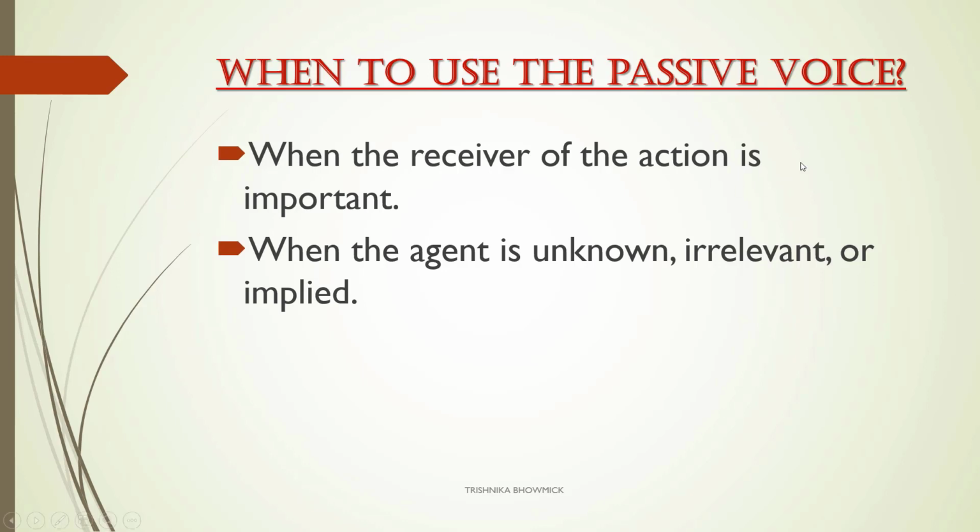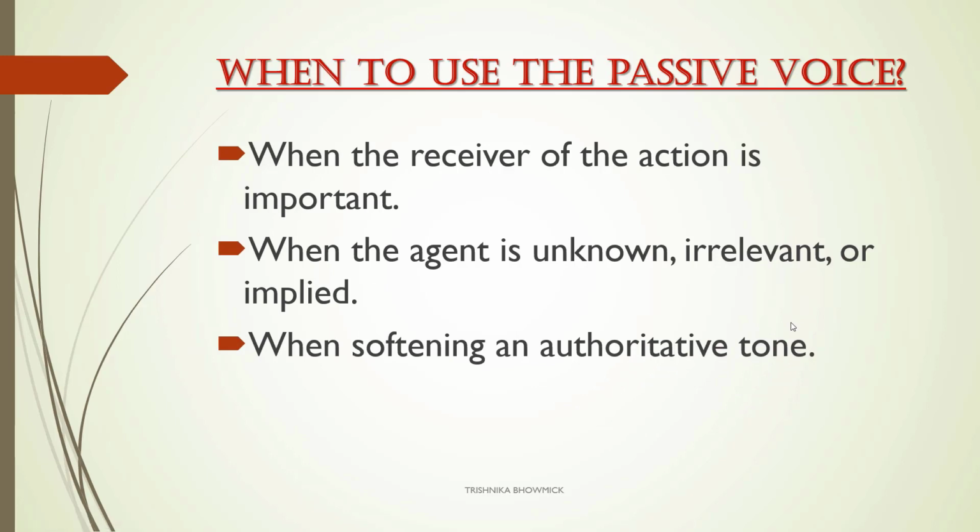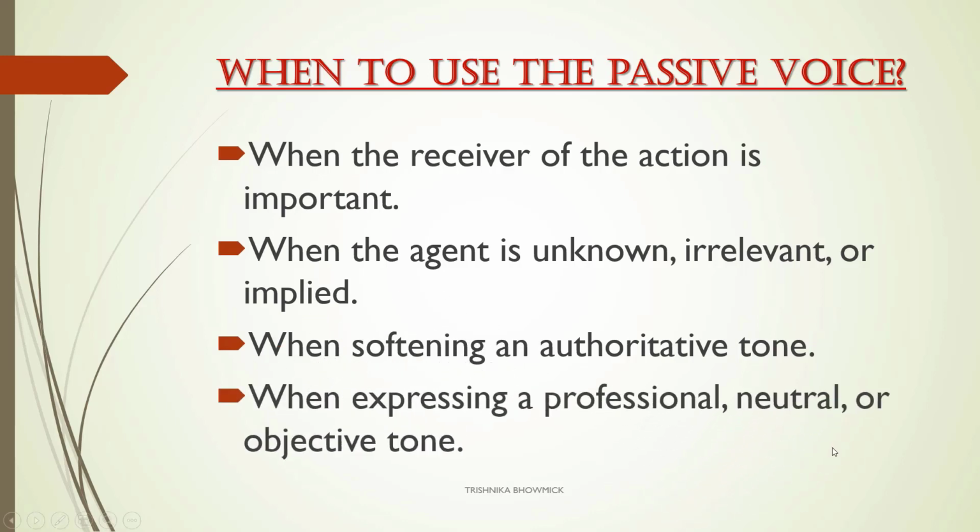Okay. When the agent is unknown or irrelevant or implied, or when we know it's not necessary to mention the doer of the action, then we can write it in passive voice. When softening an authoritative tone, we use passive, the particular word passive itself signifies that something is not very authoritative. So, softening the tone. When expressing a professional, neutral or objective tone.